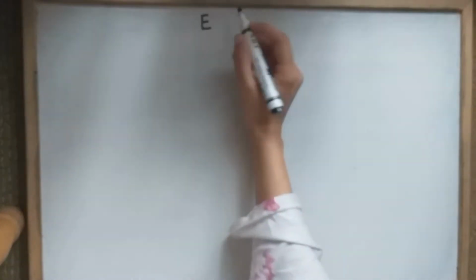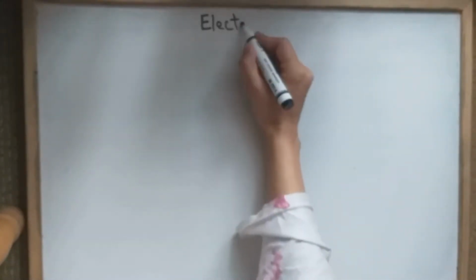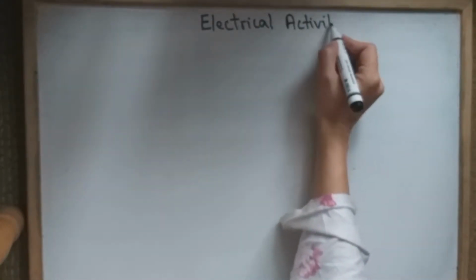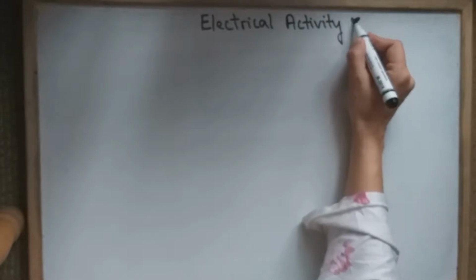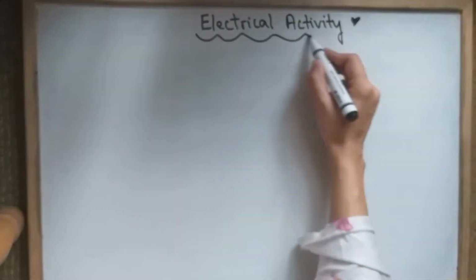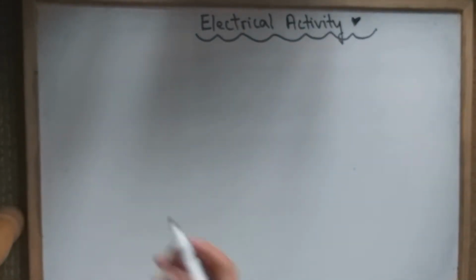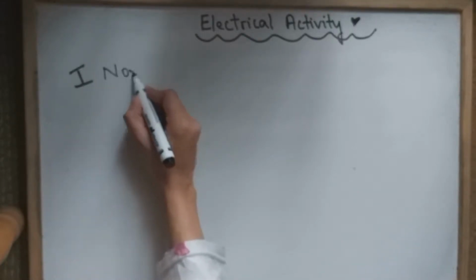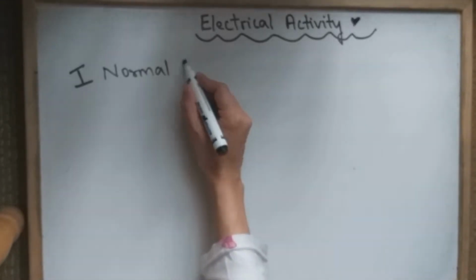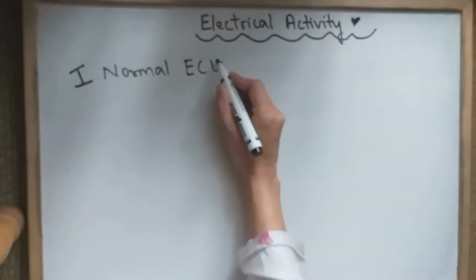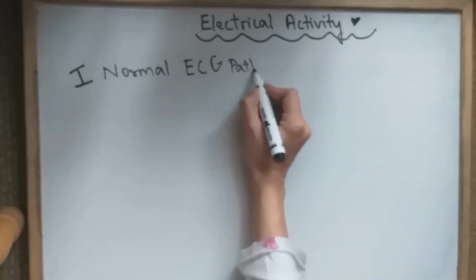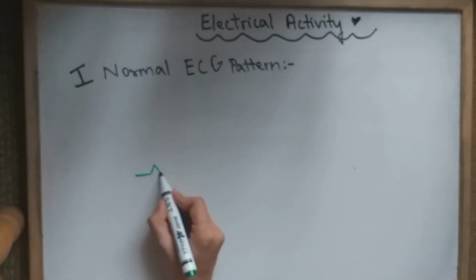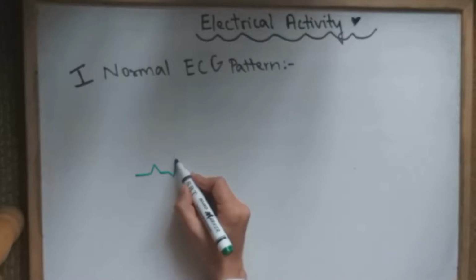Today we will be doing the first physiology topic on Layla Teachers, and it is about the electrical activity of the heart. We will be speaking about three different things, starting with the normal ECG, which stands for electrocardiogram pattern. And this is what it looks like. You need to remember this very well.